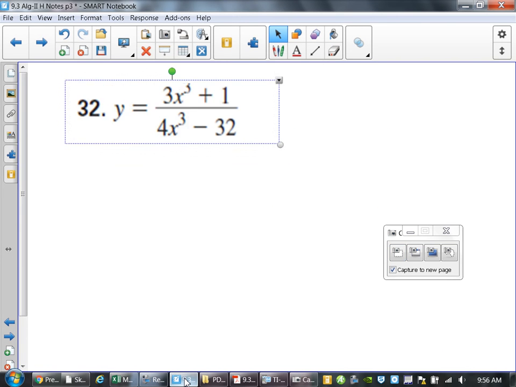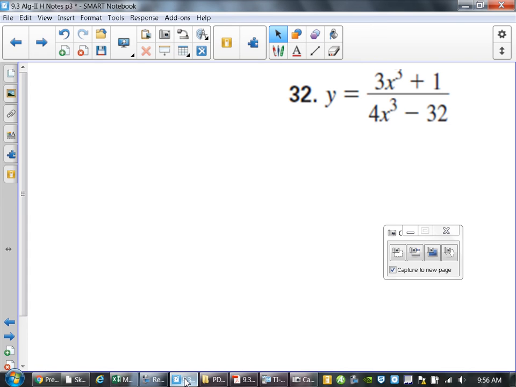If I look at 32, 32 is another example of top equaling the bottom. I don't think we had to do it, but we might as well look at it. Yeah, it's cube over cube.